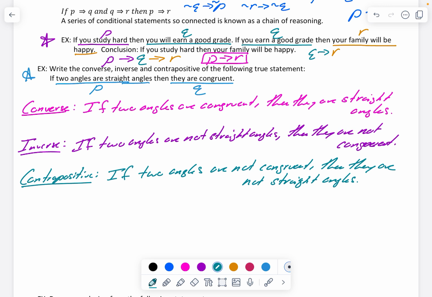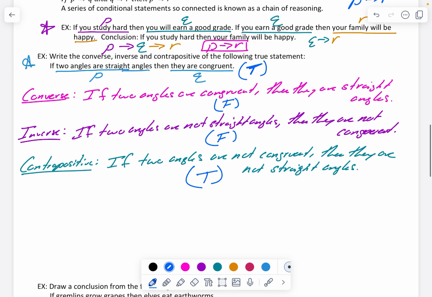Okay, so truth values. If two angles are straight angles, they are congruent. True. If two angles are congruent, then they are straight angles. Not necessarily, right? You could have two 90-degree angles, and they're congruent, but they're not straight. If two angles are not straight angles, then they are not congruent. Again, you could have two angles that are not straight angles, like right angles, and they still could be congruent. But if two angles are not congruent, then they can't both be straight angles, and that is true. So again, notice that the conditional and the contrapositive have the same truth value. The converse and inverse have the same truth value.